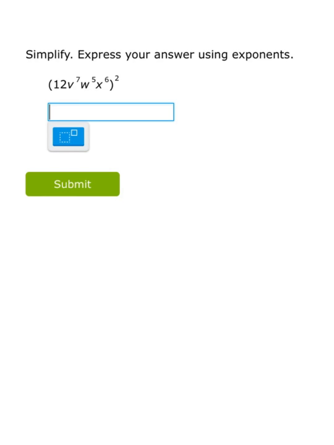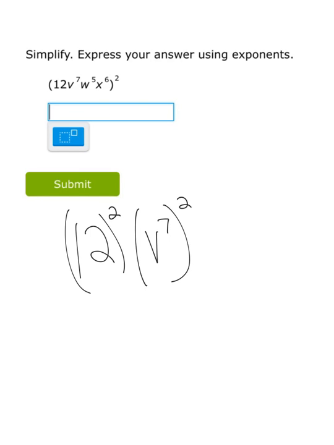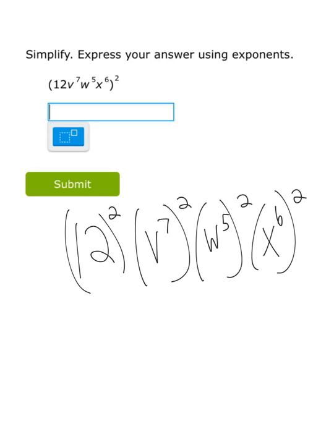All right, with this problem, we are doing the same thing. We're raising everything in the parentheses, each factor, to the second power. So once again, let's start off with the coefficient 12. I am raising 12 to the second power. Then I have v to the 7th to the second power, w to the 5th to the second power, and then x to the 6th to the second power.